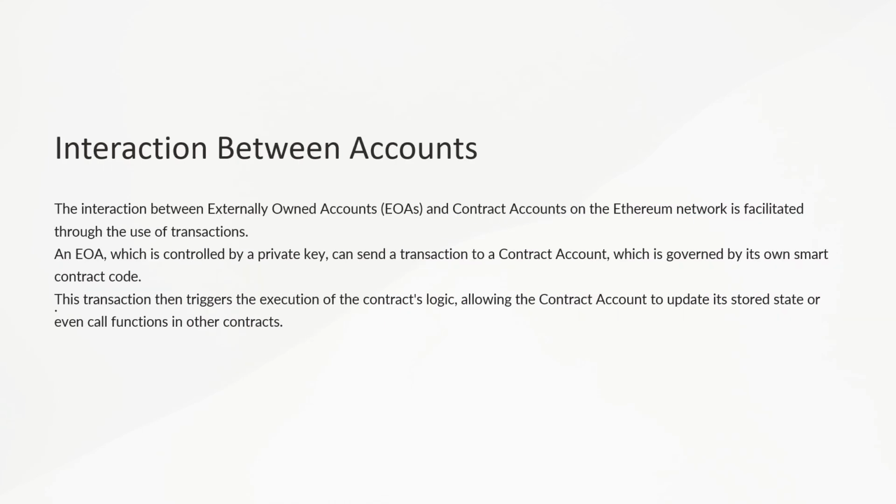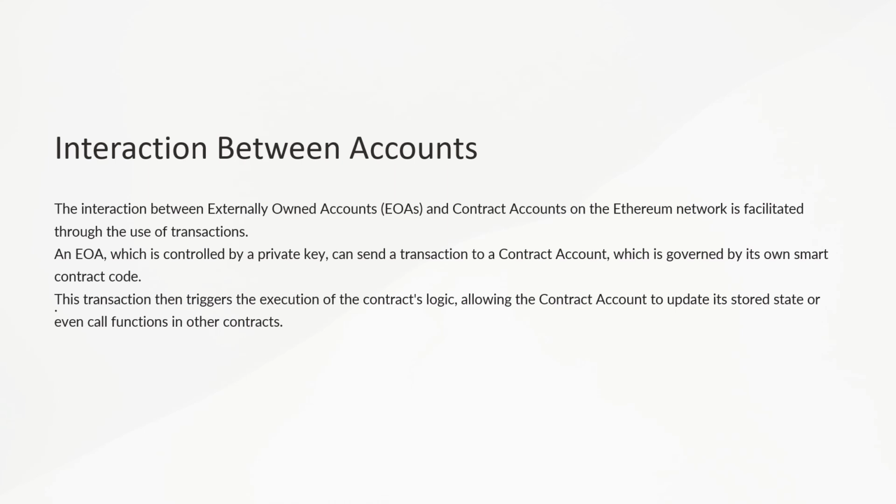The interaction between EOAs and contract accounts on the Ethereum network is facilitated through the use of transactions. An EOA, which is controlled by a private key, can send a transaction to a contract account, which is governed by its own smart contract code. This transaction then triggers the execution of the contract's logic, allowing the contract account to update its stored state or even call functions in other contracts.